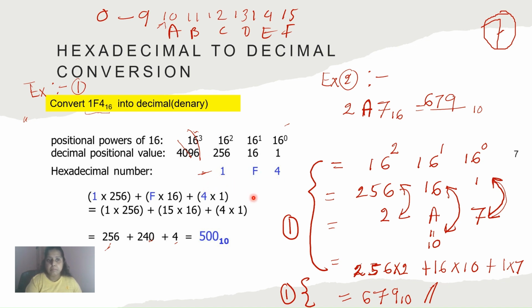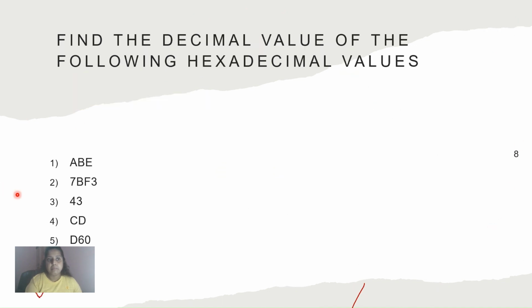Then you have to multiply the results and add. Here 256 multiplied by 1, plus 15 multiplied by 16, plus 4 multiplied by 1. Then when you add these values together, you end up with the decimal number, that is 500 in base 10. There are some examples that you can try out.